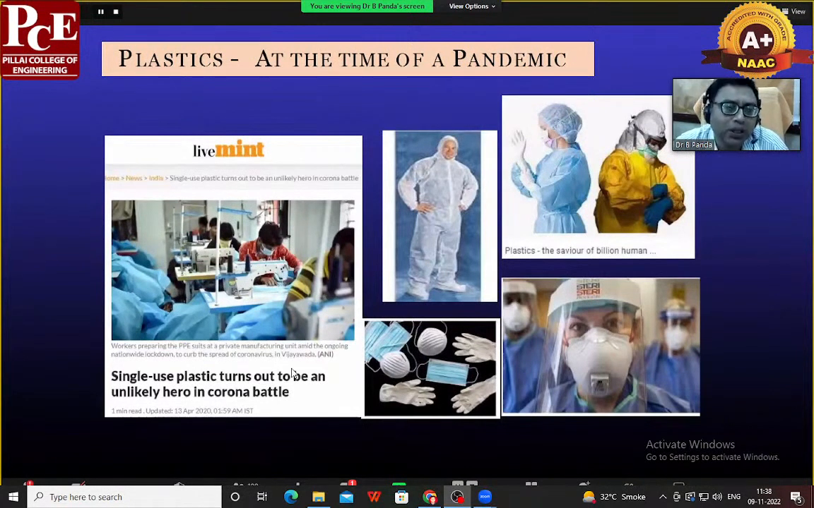You can see the PPE kit. Everything has come up with polymers. So even in the pandemic, people understood the need for polymeric material. Now here I would like to mention one more thing.